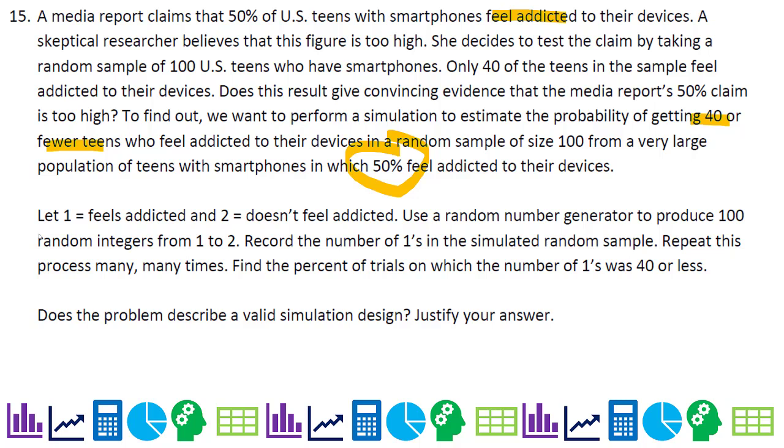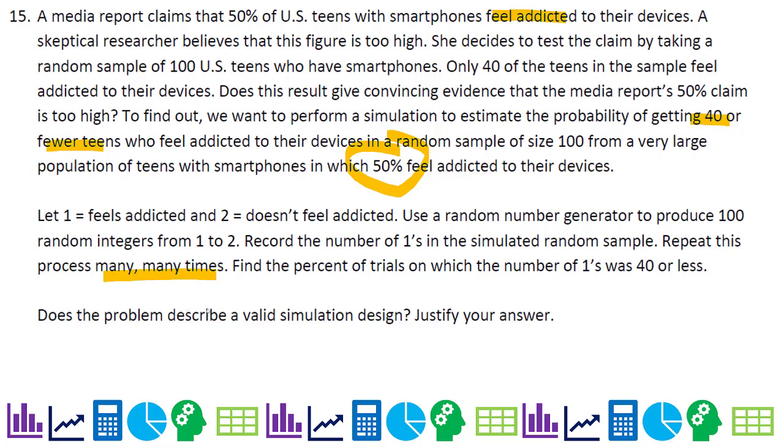If you were using a random number table, remember each digit would be 0 to 9, so you take half of those 10 outcomes and say feels addicted, and half doesn't. We'll talk about that in some of the other answer choices. Repeat this process many, many times. It doesn't say exactly how many, but it says many, many, so that's good.